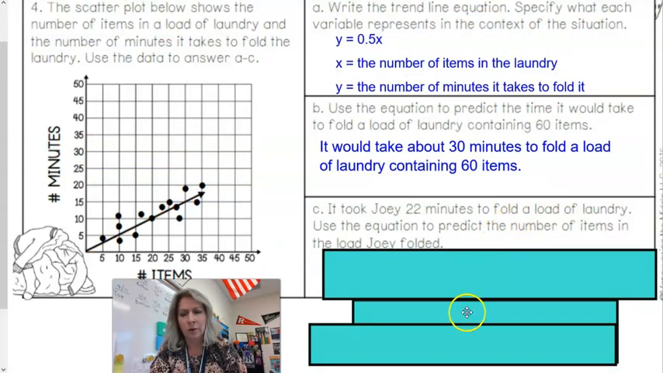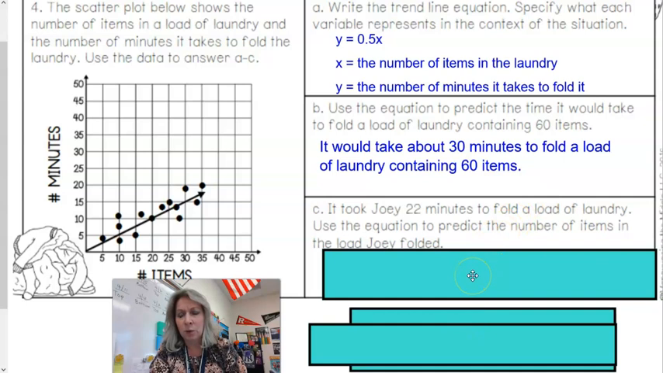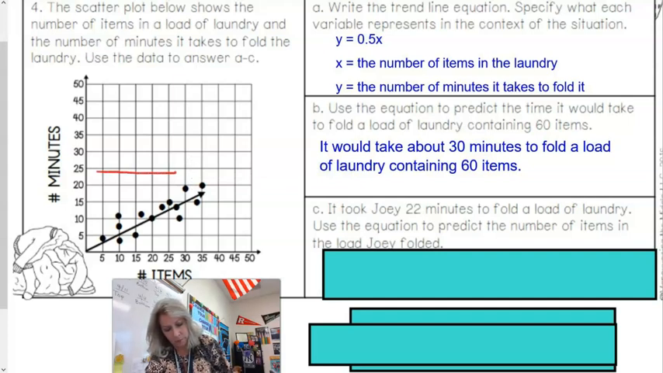The last question, letter C here: it took Joey 22 minutes to fold a load of laundry. Use the equation to predict the number of items in the load that Joey folded. So what if they give you the minutes? Well, the minutes is on my y-axis. So 22 minutes would be right about, let me highlight that in red on my graph, just above 20. Oops, I just indented my little stylus pen here.